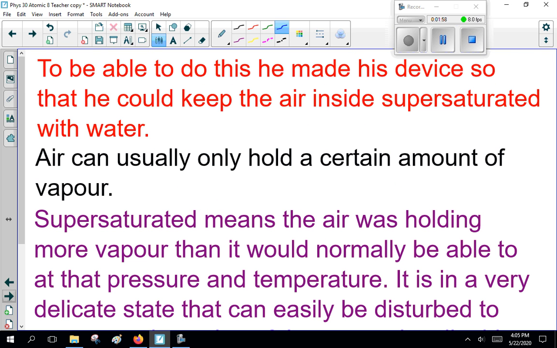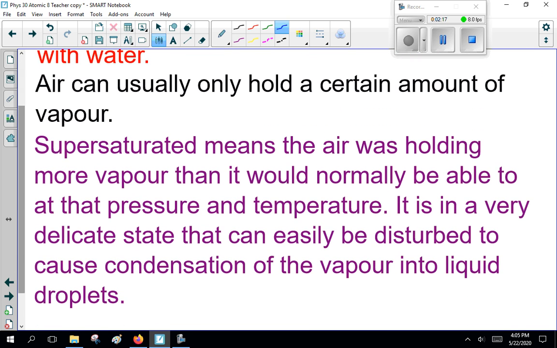To be able to do this, he made his device so that he could keep the air inside supersaturated with water. Air can usually only hold a certain amount of vapor, but supersaturated means that the air was holding more vapor than would normally be able to at that pressure and temperature. It's a very delicate state that can be easily disturbed to cause condensation of the vapor into liquid drops. You've seen something like this with the planes flying overhead. You'll see the condensation trails.